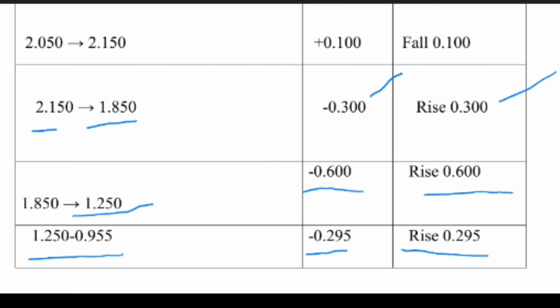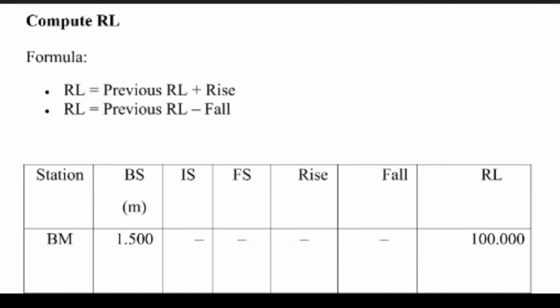Okay, and remember this, we need to find out RL, reduced level. If you want to calculate reduced RL, you have to go for previous RL plus rise. And same way, again with the help of the rise, you can calculate RL. With the help of the fall, if you get the fall, you have to do previous RL minus fall. If you do, you will get the answer.